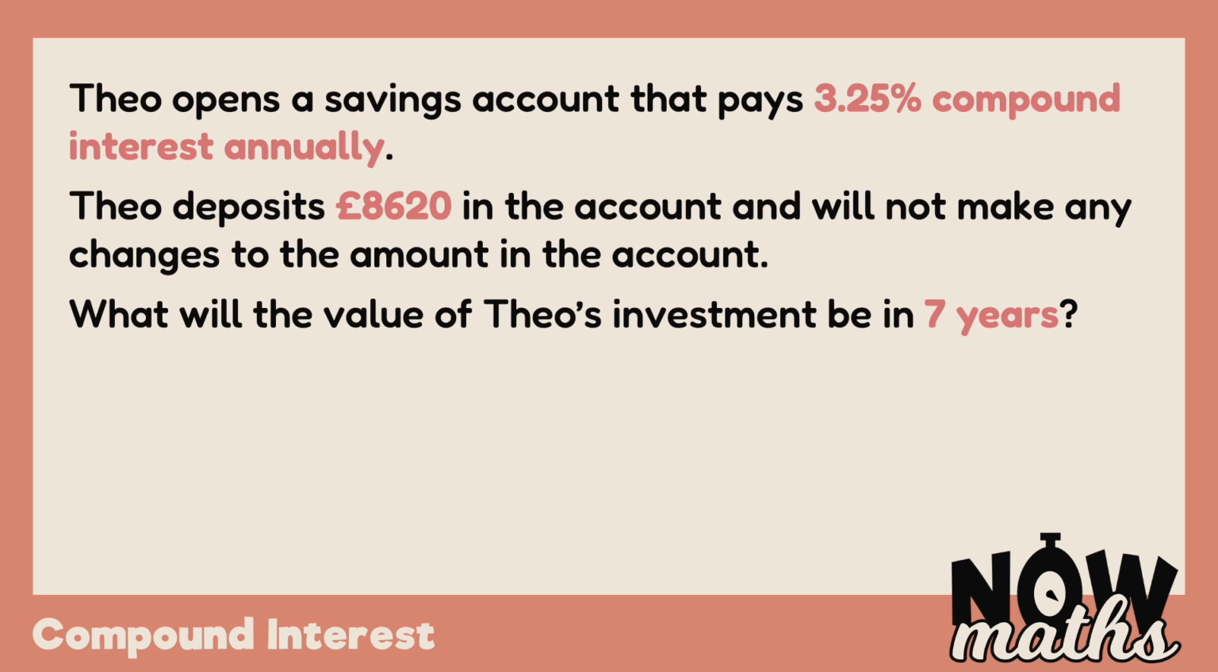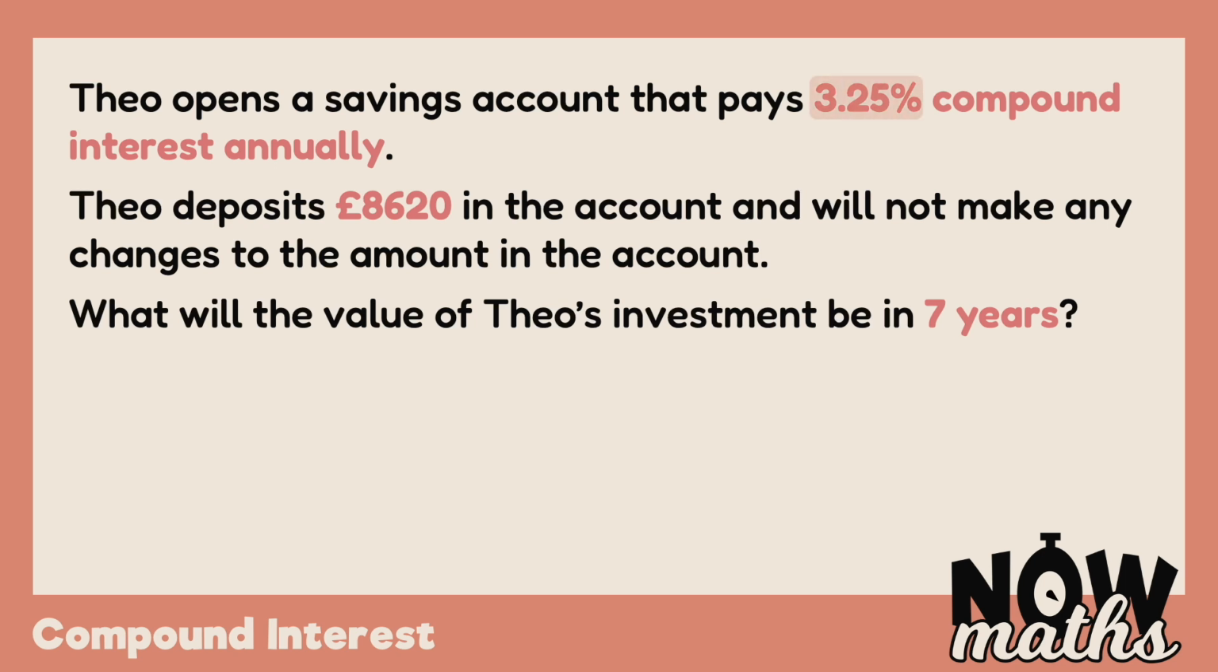Let's take a look at our third and final example for this video. So in this question, Theo opens a savings account that pays 3.25% compound interest annually. Theo deposits £8,620 into the account, and the question tells us that he will not make any changes to the amount in the account. We need to work out the value of Theo's investment in 7 years.